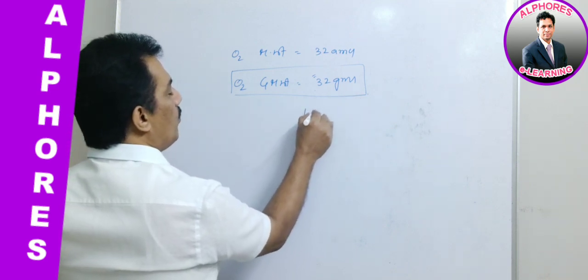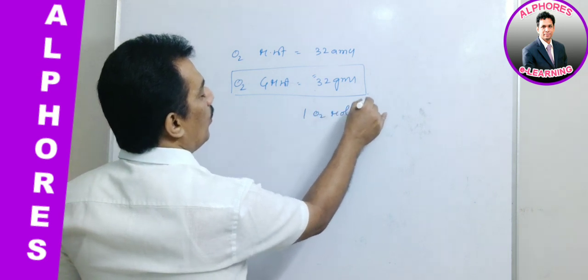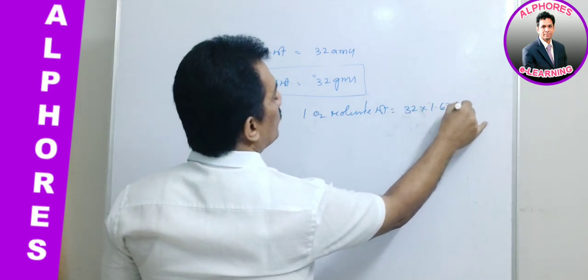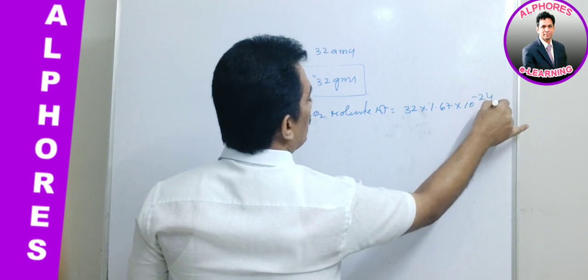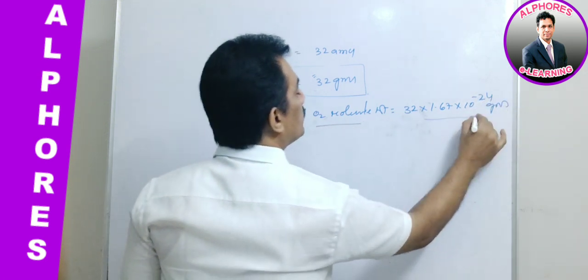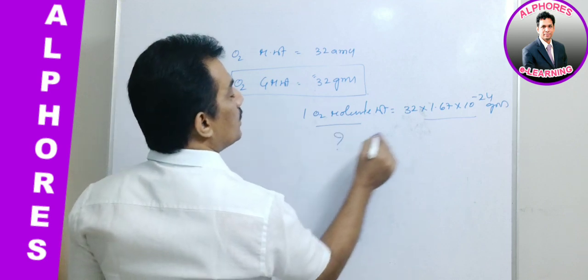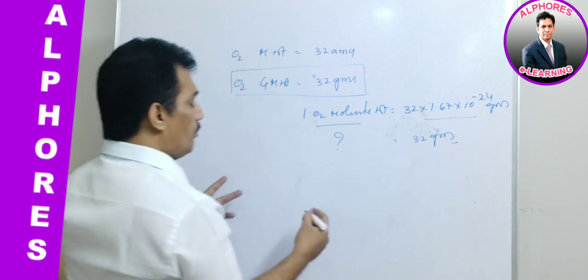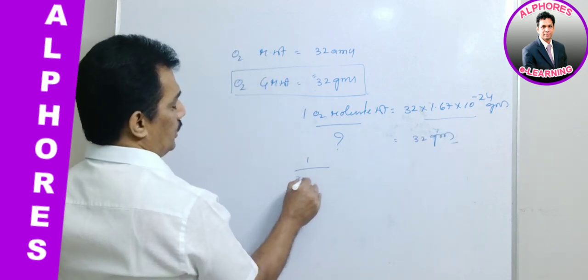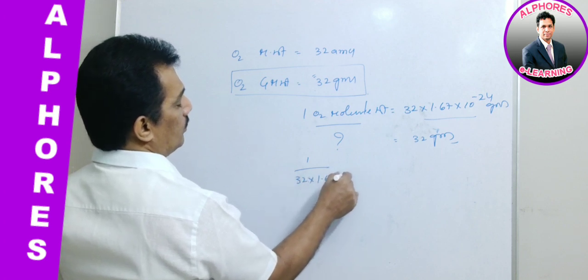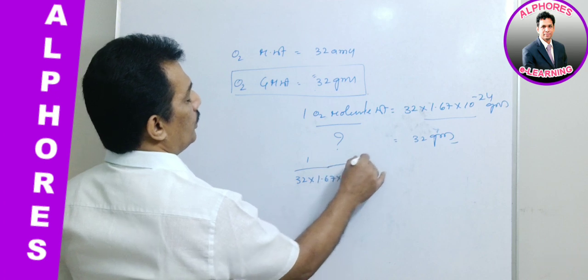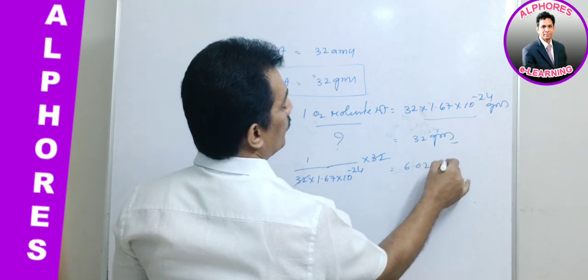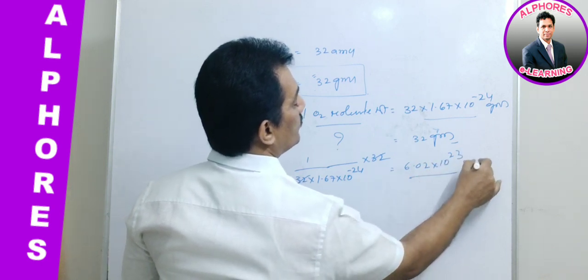We know that one O2 molecule weight is equal to 32 into 1.67 into 10 to the power of minus 24 grams. If one oxygen molecule weighs this much, how many oxygen molecules are present in 32 grams? There what we are doing is 1 by 32 into 1.67 into 10 to the power of minus 24, into 32, and there we are getting the value 6.02 into 10 to the power of 23 molecules.